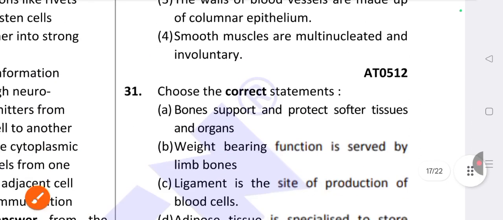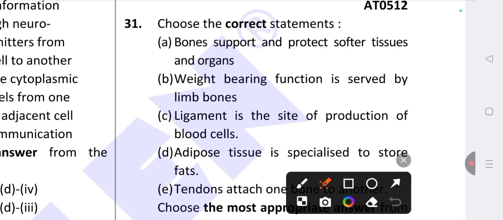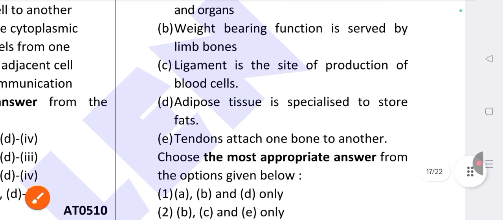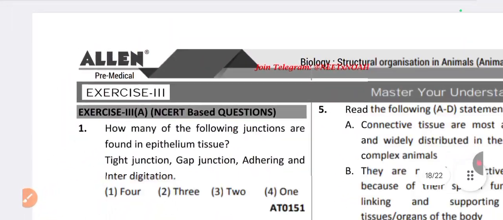Next 31st question. Bones, sorry, choose the correct statement. So which statement is correct? So bones support and protect softer tissues and organs. It is the correct statement. So these statements we can see these are wrong statements. So we have completed here. Next we will see the NCERT based questions right now.